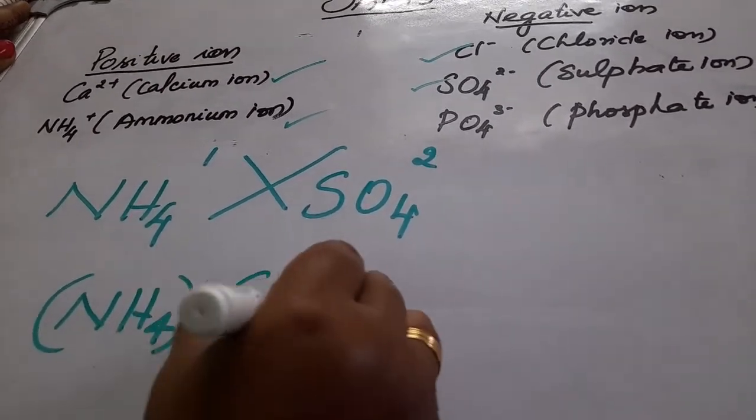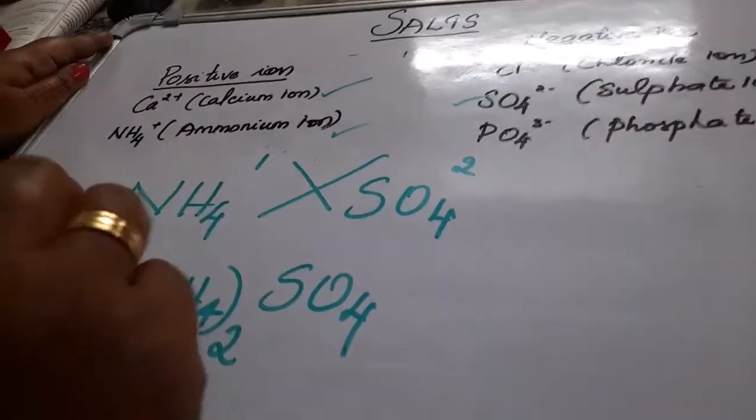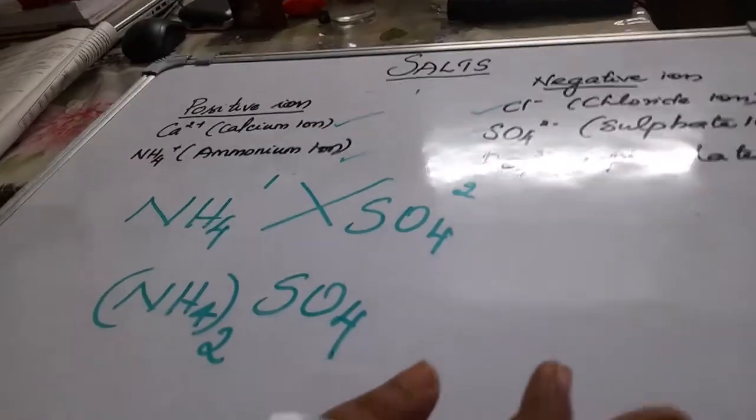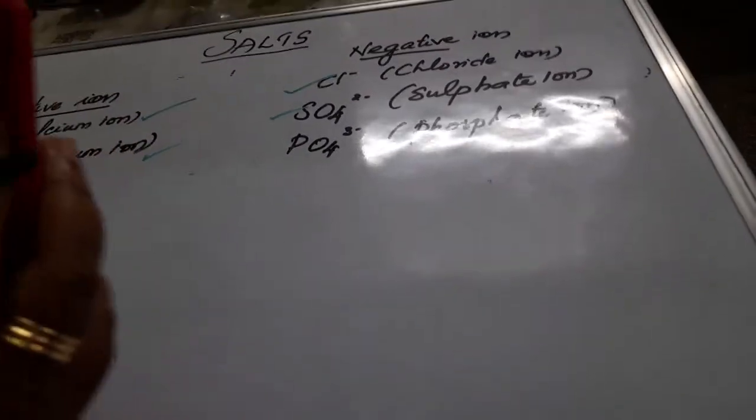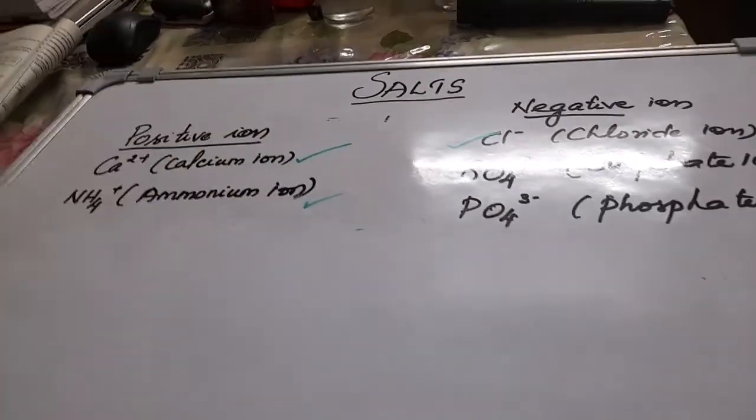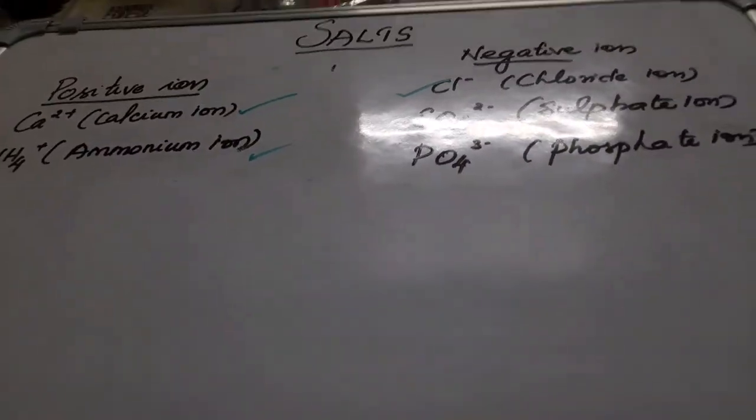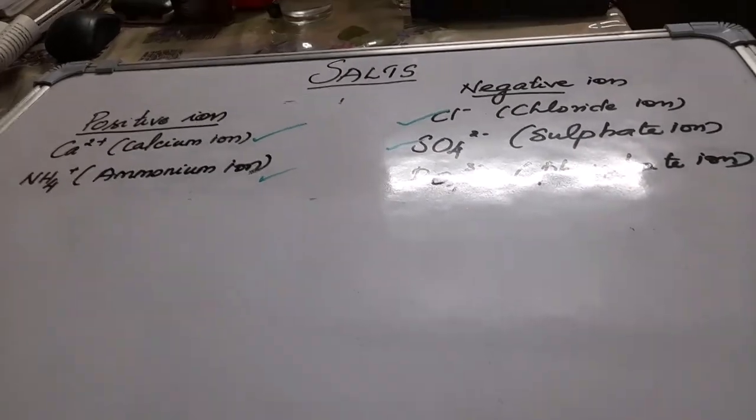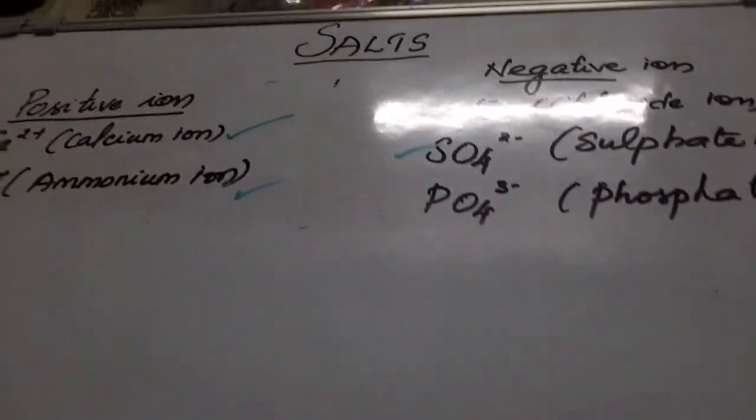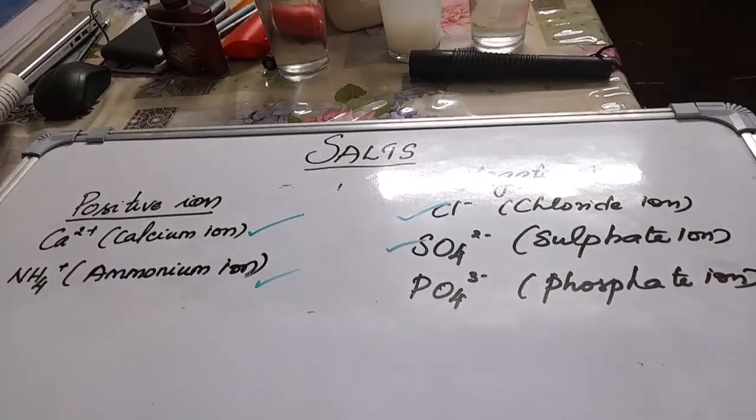(NH4)2SO4. So if you have to find out the chemical formula of such a salt, first you have to study the charges which are given. There is a table in your textbook of positive ions and negative ions. You have to learn that by heart. Then only will you be able to find out the chemical formula of the salt.